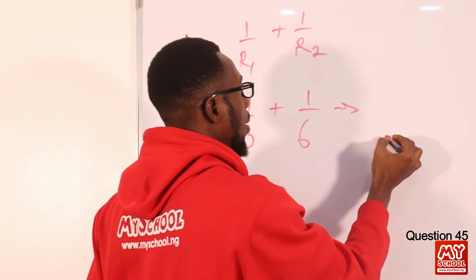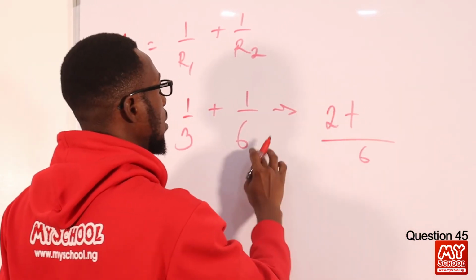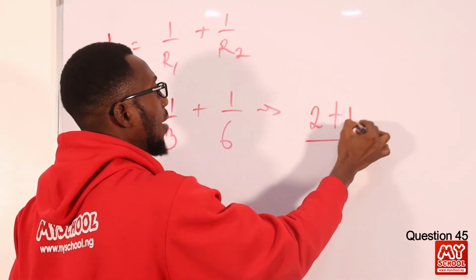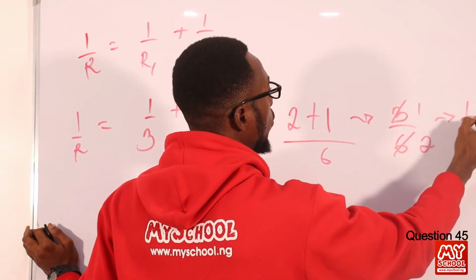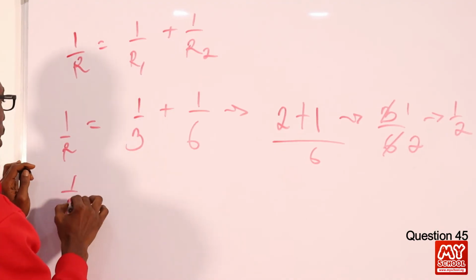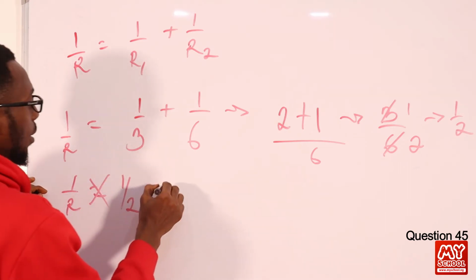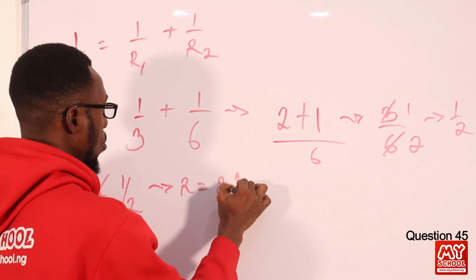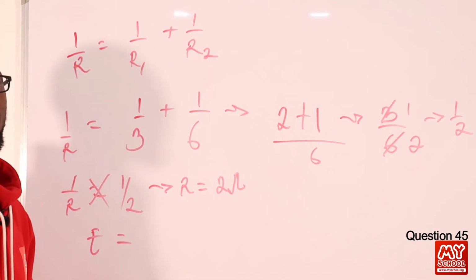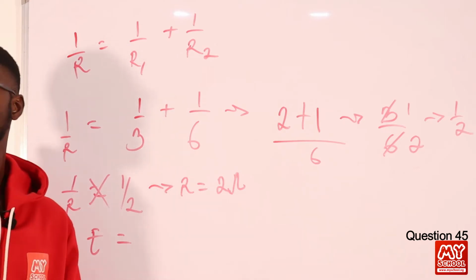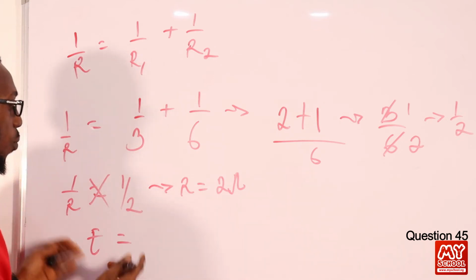If I work around this, my LCM should be 6. 3 into 6, that is 2 times 1, I have 2, plus 6 into 6, that is 1 times 1, I have 1, so that is 3 over 6, so basically I have 1 over 2. So that is 1 over R equals 1 over 2. By the time I cross multiply, 2 comes here, so that means my R equals 2 ohms. At this point, we can use V equals IR. At the point where the internal resistance is 0, you can say that the EMF is equal to the terminal voltage. But let me just work with this.